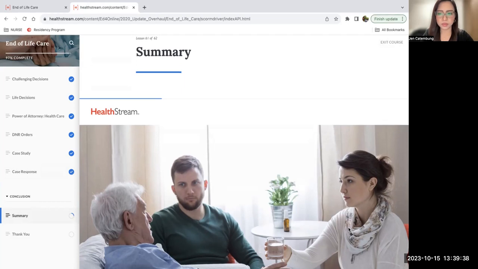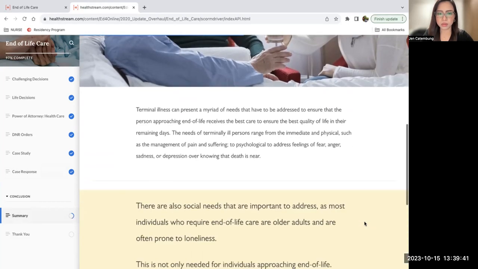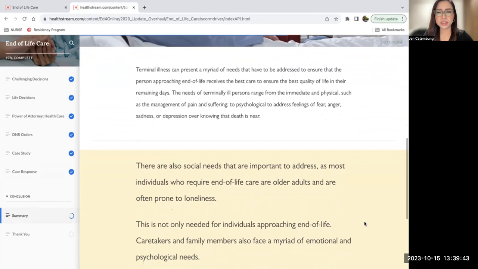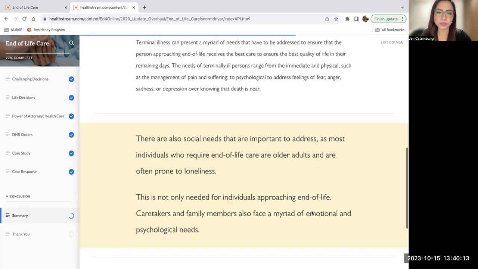Summary. Terminal illness can present a myriad of needs that have to be addressed to ensure that the person approaching end of life receives the best care to ensure the best quality of life in their remaining days. The needs of terminally ill persons range from the immediate and physical, such as the management of pain and suffering, to psychological, to address feelings of fear, anger, sadness, or depression over knowing that death is near.